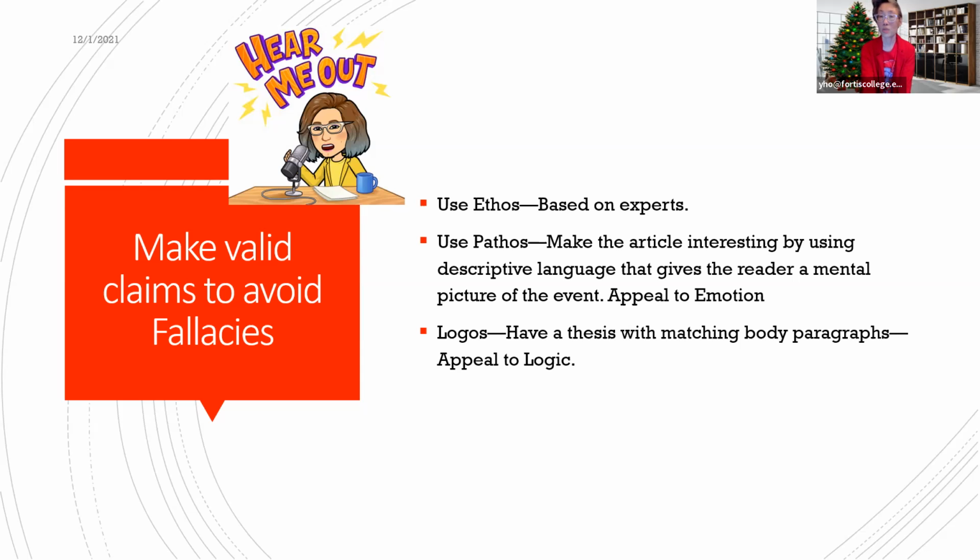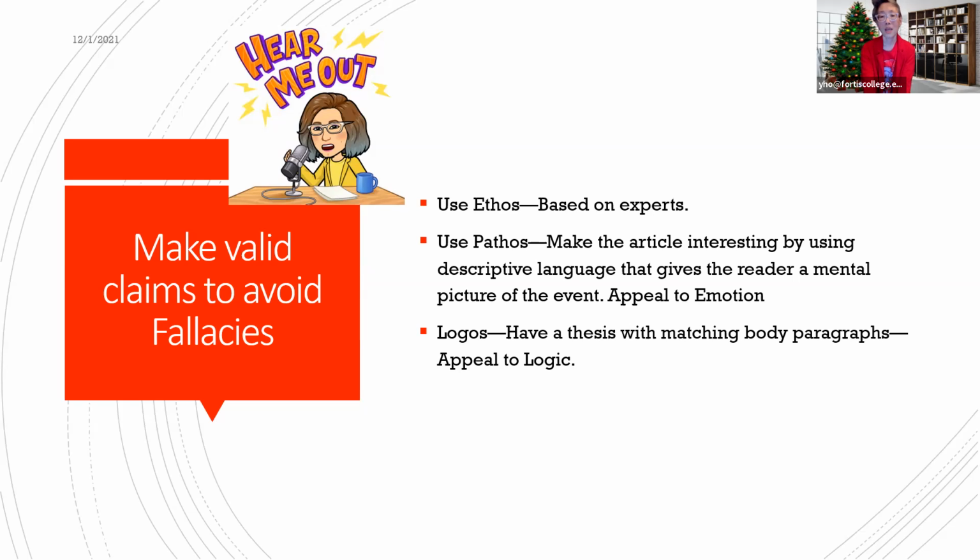So pathos is what we did in our week 3 forum when we practiced doing the food game and we practiced how to write descriptive language. So that's pathos. Logos. Have a thesis statement with matching body paragraphs. That's appeal to logic. And so you need to have all three of them, ethos, pathos, and logos, in your argument in order to have a valid argument.